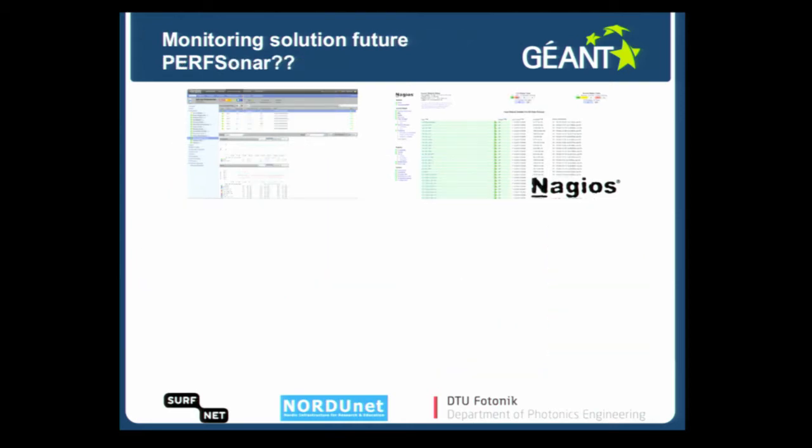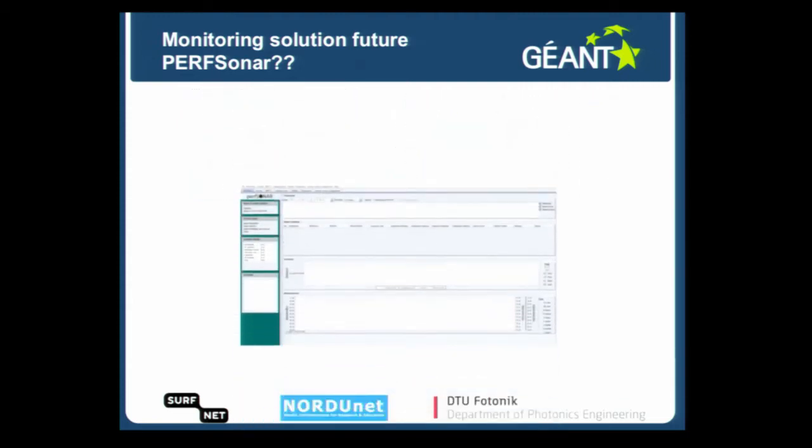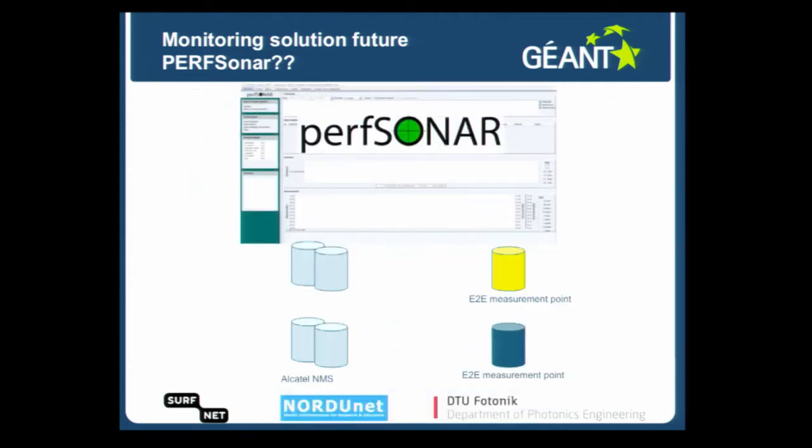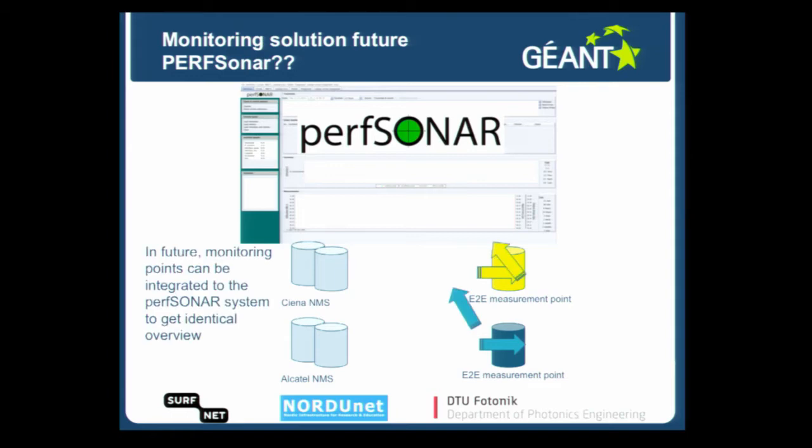So that's the idea. In future, it could be that we would go for the perf sonar solution. The perf sonar, just to briefly mention it, is a supported monitoring tool, at the moment it's an Ethernet monitoring tool of the SHAN services, and we would like to go there, but of course currently we are a little bit ahead as we are talking about monitoring alien waves. But in principle we could just forward these alarms to one system.